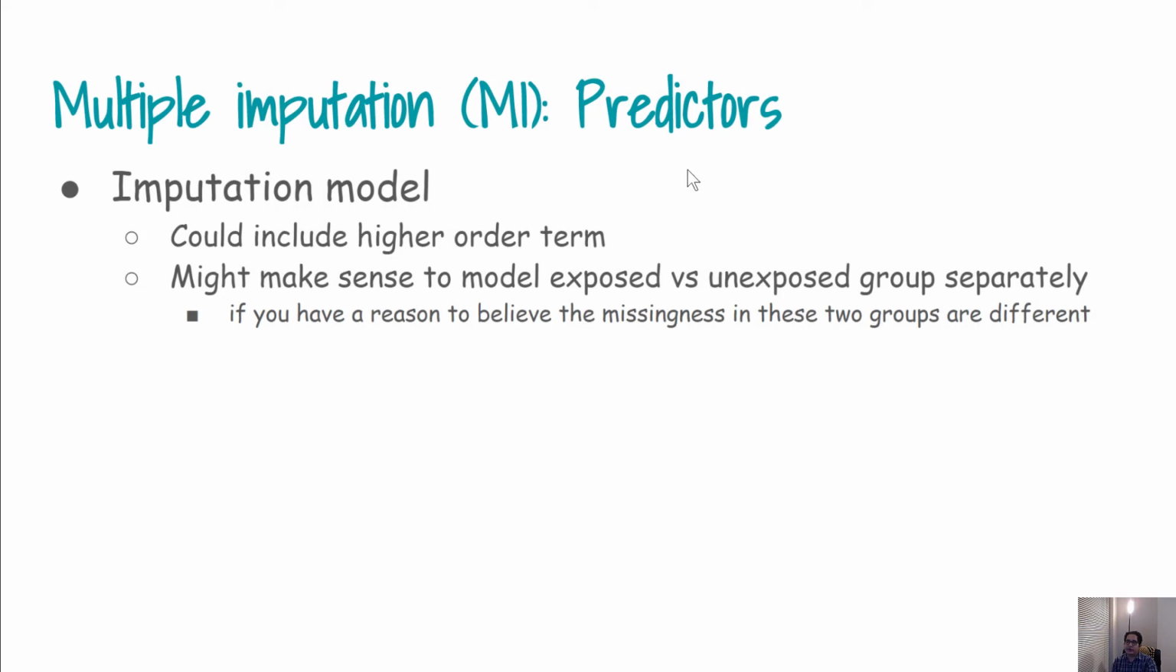Alright, also your predictors in the imputation model can be rich in terms of model specification. What that means is that you can also try to think of higher order terms. And if you have a reason to believe that the missingness in the exposure group and the unexposed groups are following different patterns, maybe it can make more sense to model them separately. For the exposed group, model them separately. For the unexposed group, model them separately, if you think from your subject area expertise that that is the best way to go.